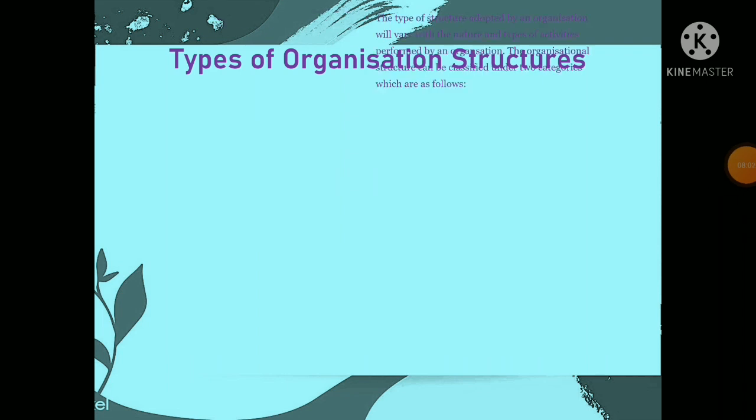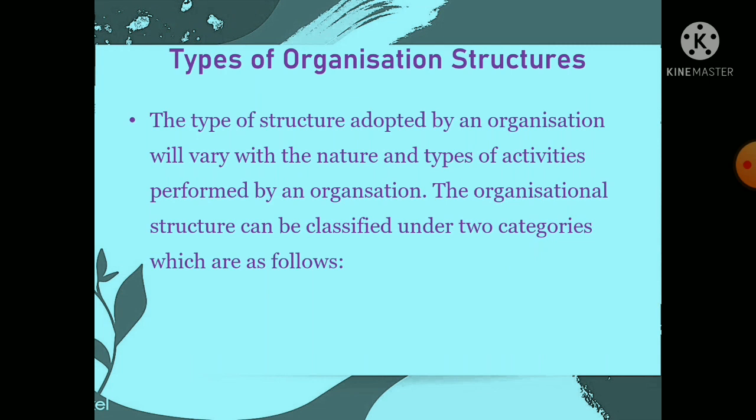Types of organization structures. The type of organization structure adopted by an organization will vary with the nature and type of activities performed by the organization. The organizational structures can be classified into two categories. On the basis of the nature and type of activity performed by an organization, the organization structures will form. So there are two categories, that is functional structure and divisional structure. This completes the small topic of organization structure.